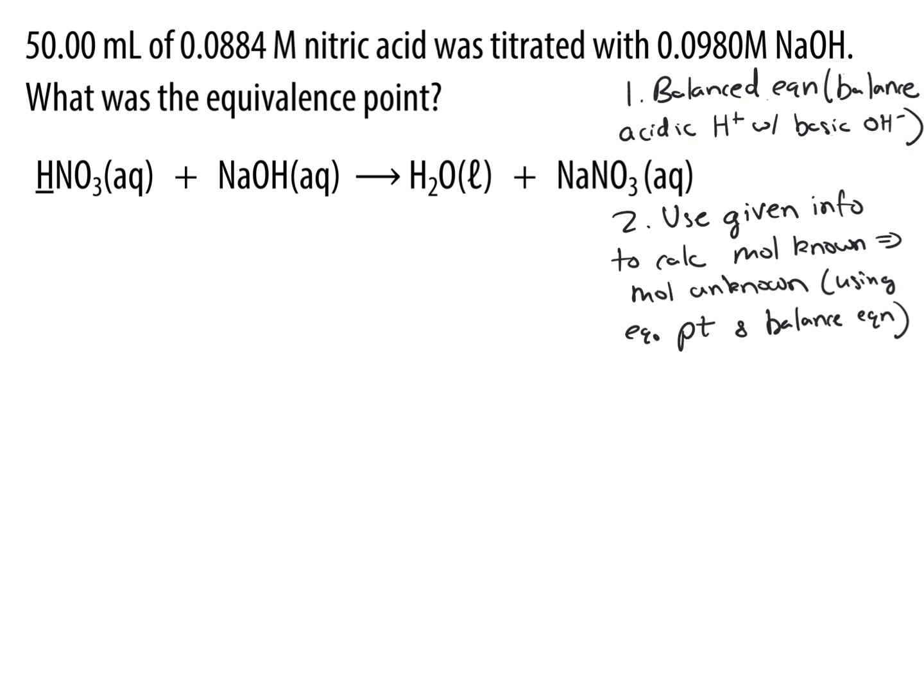In this case, when we look at the given information, we have both milliliters and molarity for nitric acid, so that immediately tells us that we have enough information here to get to moles. So this is going to be our known side, and that then leaves the NaOH as the unknown side.